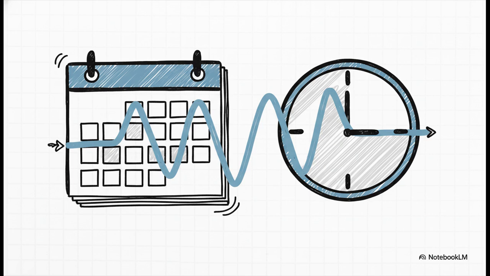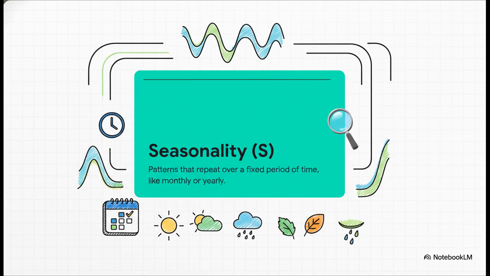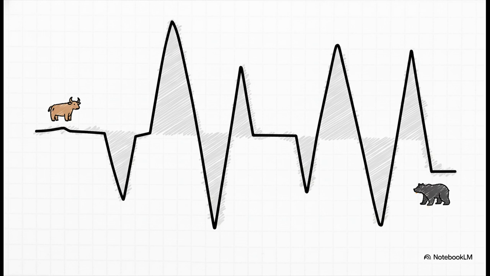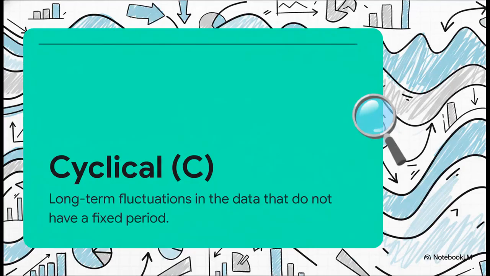Next, we have seasonality. This is all about patterns that repeat themselves over and over again. You know, like how sales always spike during Diwali every single year? That's a perfect example of seasonality. Now there's also the cyclical component. It sounds like seasonality, but it's actually pretty different. These are long-term ups and downs, like economic cycles, that don't have a fixed, regular period.